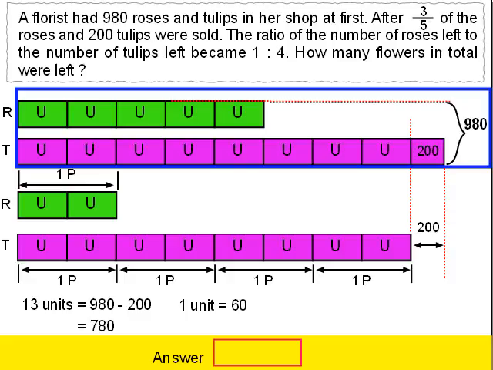So the question is how many flowers in total were left? We know we had 10 units. Since 1 unit is 60, 10 units will be 60 multiplied by 10. That gives us 600 flowers left. So the answer to the question is there were 600 flowers left.